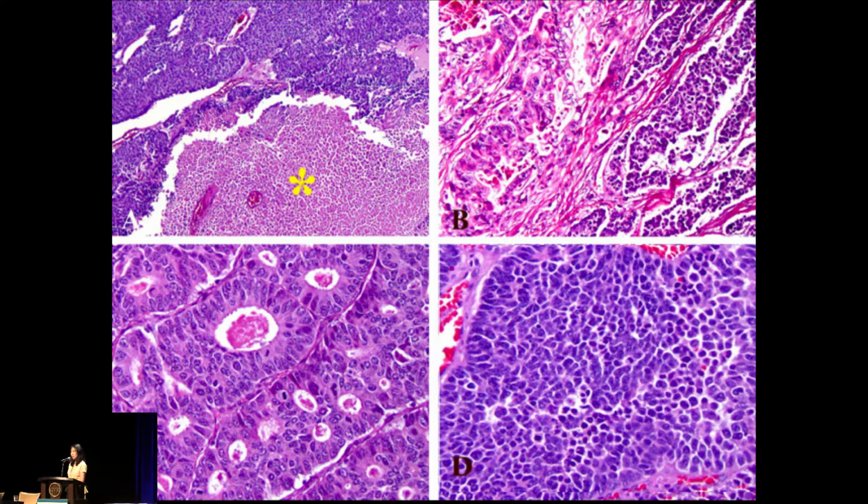So here are some examples. Under the microscope, they have large areas we call a geographic pattern of necrosis, and they can form so-called rosettes in the large cell variant, or small cell when you see the nuclei are very condensed, confluent together. And you may see in this example, there is a combined glandular carcinoma and neuroendocrine carcinoma.